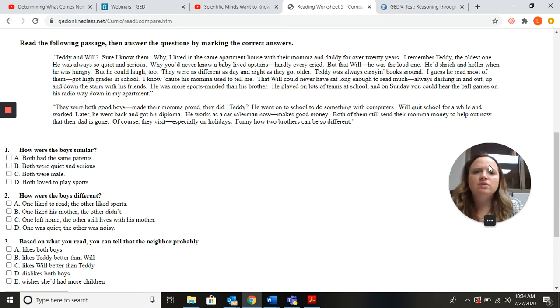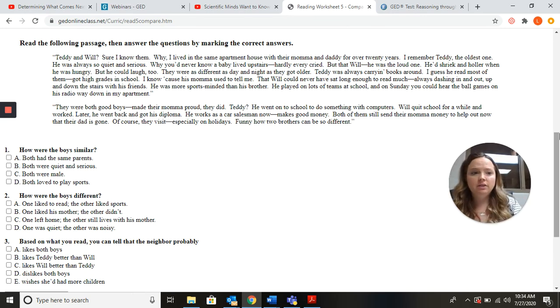Teddy, he went on to school to do something with computers. Will quit school for a while and worked. Later, he went back and got his diploma. He works as a car salesman now, makes good money. Both of them still send their mama money to help out now that their daddy is gone. Of course they visit, especially on holidays. Funny how two brothers can be so different.